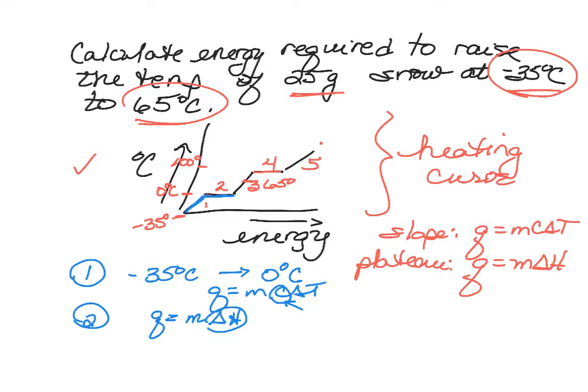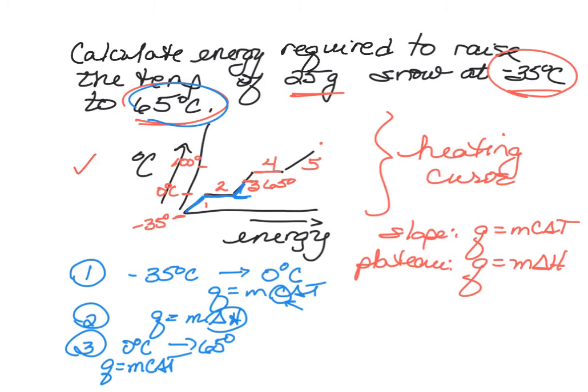And then we have to do the third calculation, but only part way. The third calculation is going to be taking it from 0 degrees, once it's all melted, up to 65 degrees. That's a temperature change, a sloped area, so that's going to be the QMCAT. So there's going to be 3 separate calculations. Be very, very careful that the units are the same, and at the end we're going to add 1 plus 2 plus 3 together to get the final answer. So I'm going to start with a fresh page and walk through each of those 3 calculations.